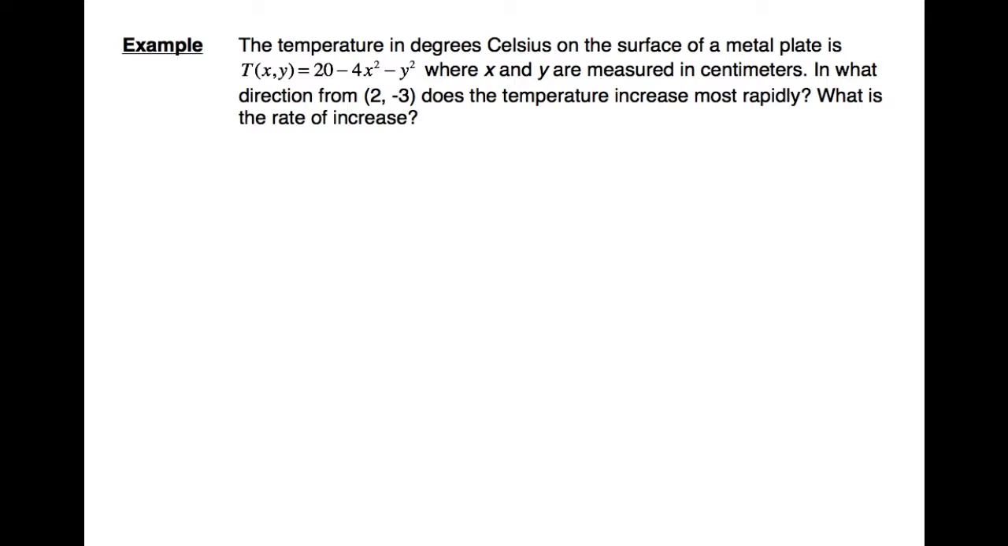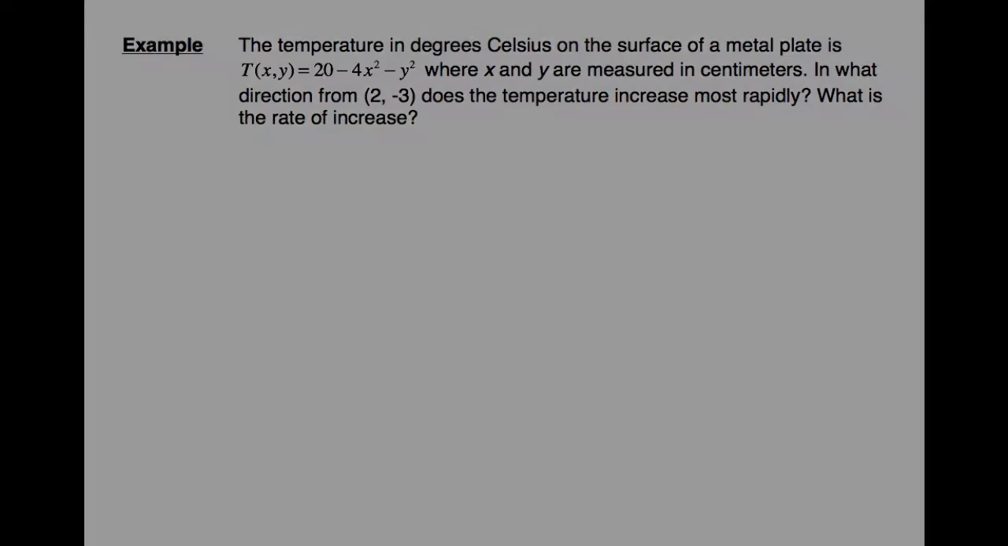Example 2. The temperature in degrees Celsius on the surface of a metal plate is given by the function T, where x and y are measured in centimeters. In what direction from (2, -3) does the temperature increase most rapidly? And what is the rate of increase?